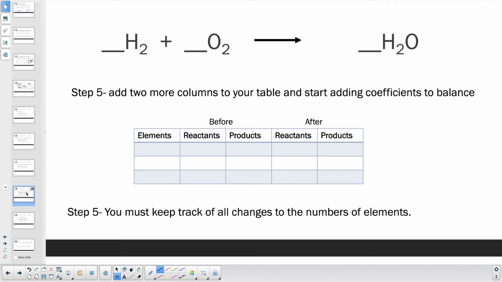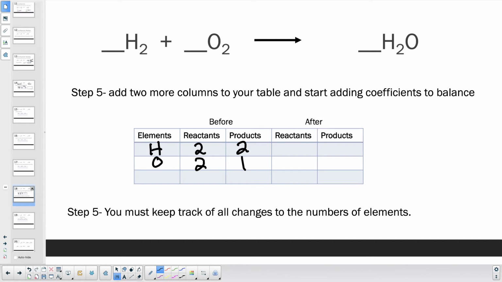So on the reactant side, well, first of all, let's put the elements in again. Hydrogen and oxygen. On the reactant side, we said there's 2 hydrogen and 2 oxygen. And on the product side, we said there's 2 hydrogen and 1 oxygen. So now we're going to start to try to change things around a little bit to make these numbers even, because as you can see, oxygen is off from the left to the right, or the reactant to the product. So there's 2 oxygens on the left and only 1 on the right. We need another oxygen on the right.